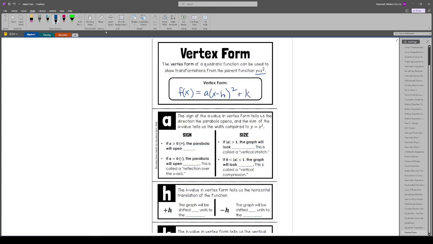So it directly exposes the three kinds of transformations that we're doing, a, h, and k, to move the vertex with h and k, and then make the parabola wider or narrower with a.